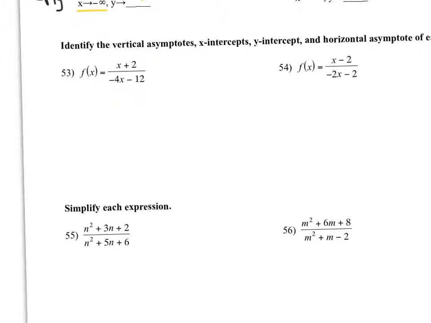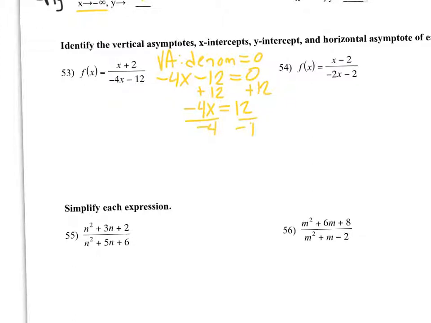For number 53, we're identifying different parts of this graph. You don't actually have to graph it. It's just asking for your vertical asymptote, and that's going to be where the denominator is equal to 0. So the way we do that is we set that equal to 0, so minus 4x minus 12 is equal to 0. I'm going to add 12 to both sides. Minus 4x is equal to 12 divided by negative 4, and we get x is equal to negative 3. That's my vertical asymptote.